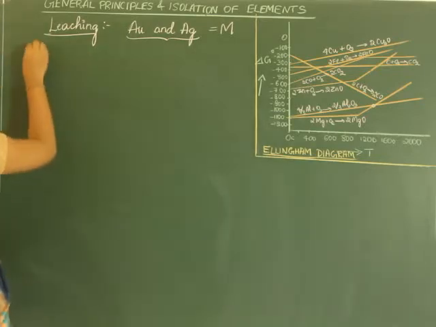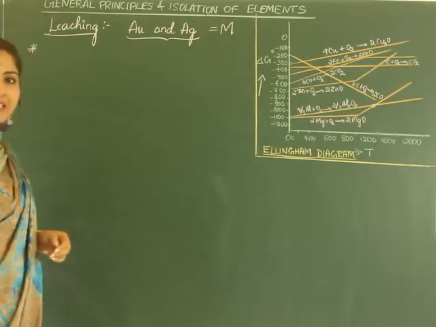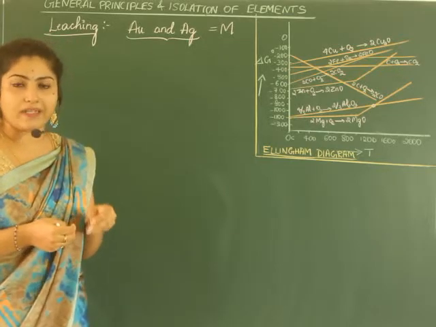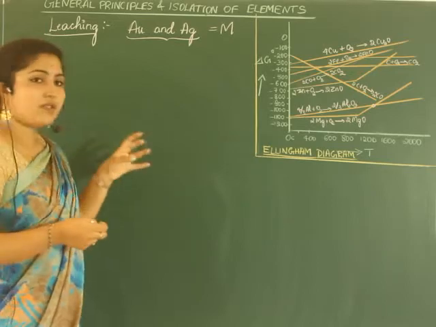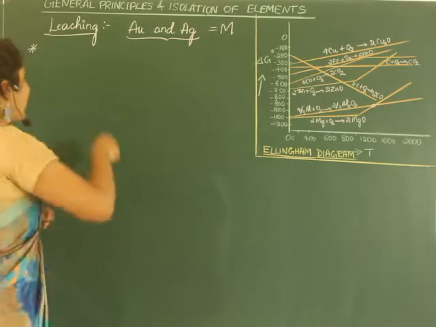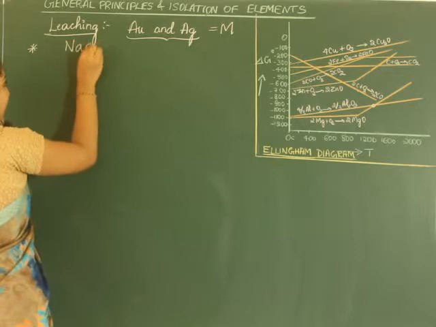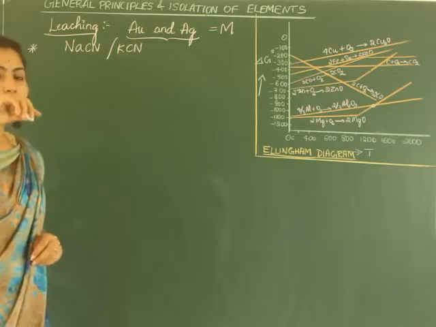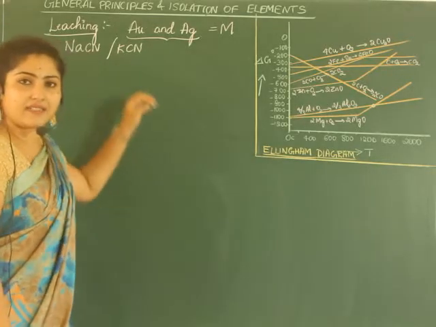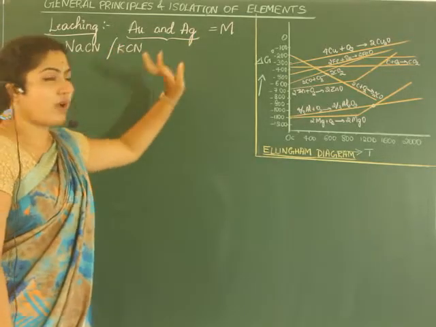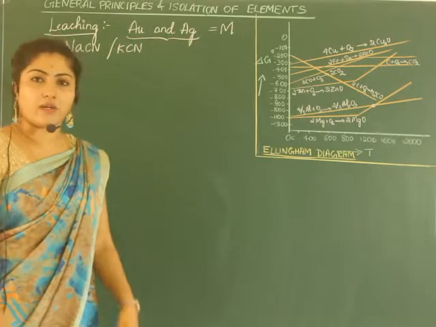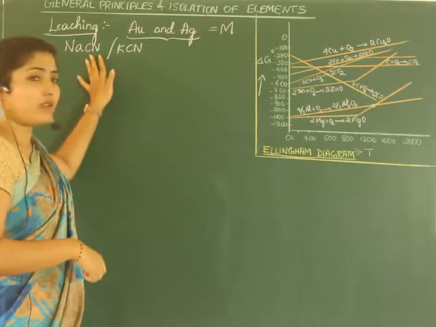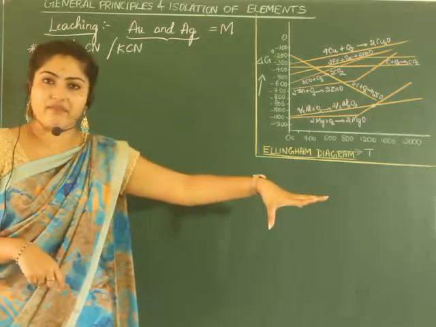Okay, here we know the principle of leaching is that we need a suitable solvent. The ore must be soluble in suitable solvent. Here the suitable solvent which is taken for leaching is either sodium cyanide or potassium cyanide. Sodium cyanide or potassium cyanide is taken as the solvent to dissolve gold and silver. And next, what will be done when we dissolve in this particular solvent? A complex will be formed.